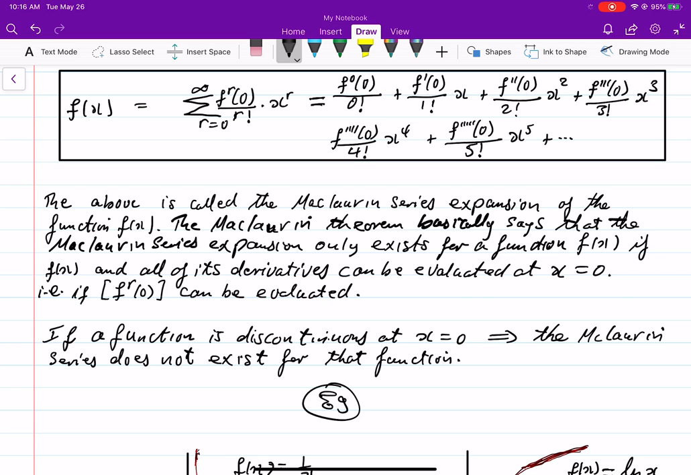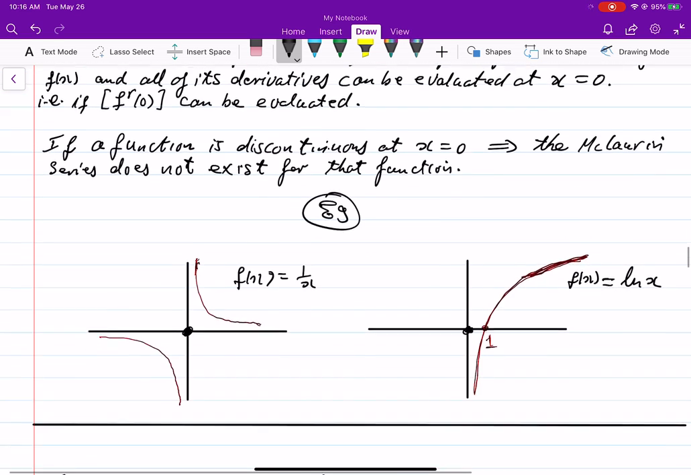All right. So unless you can evaluate the function at x equals 0, and unless you can evaluate all the derivatives of the function at x equals 0, the Maclaurin series expansion for that function does not exist. Okay.